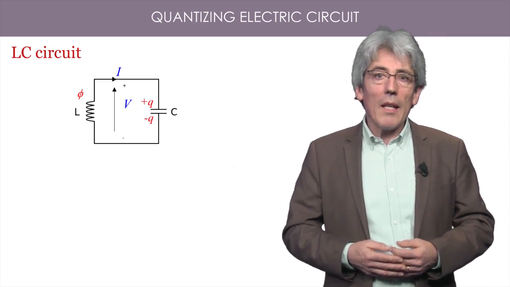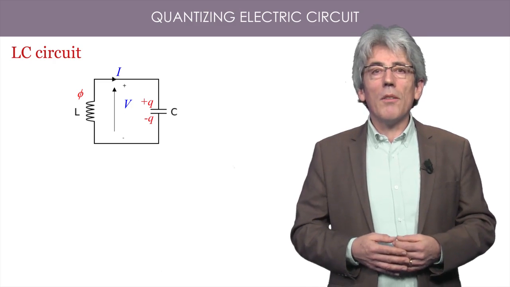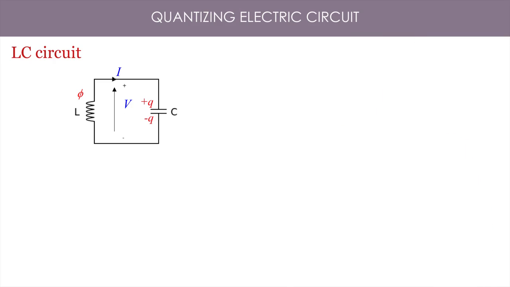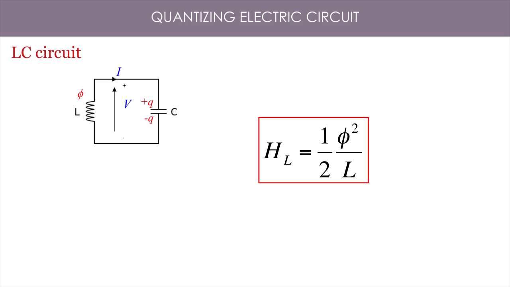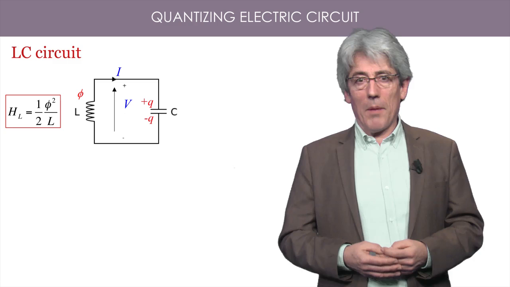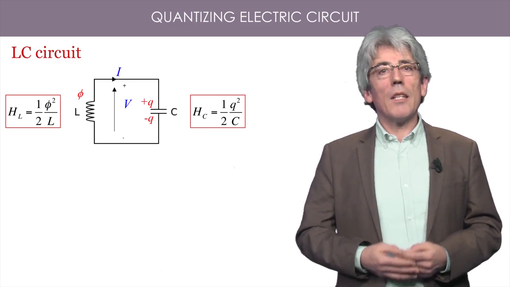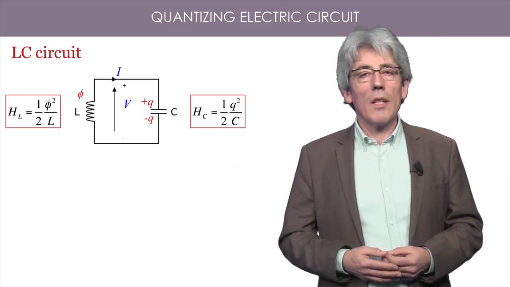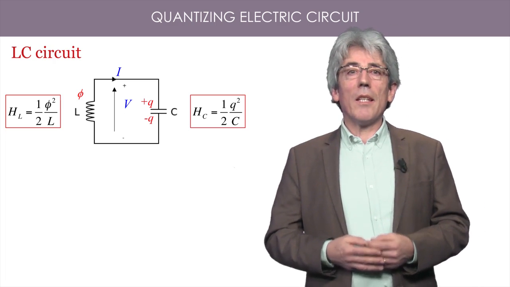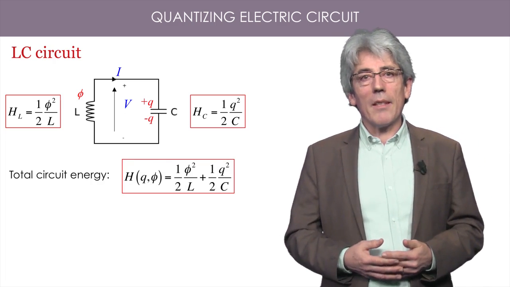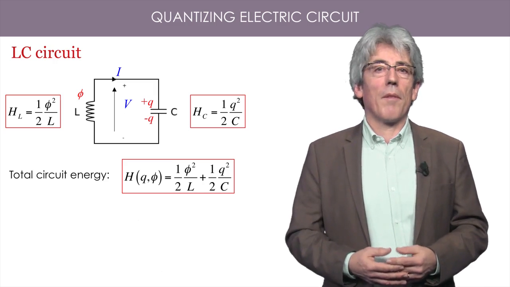Let us now express the total electromagnetic energy stored in the circuit as a function of these two variables. The total energy will be the sum of two terms. The first one, HL, equals 1/2 times phi squared over L. It corresponds to the magnetic energy stored in the inductor. The second term, HC, equals 1/2 times Q squared over C. It corresponds to the electric energy stored in the capacitor. Let us finally denote by H of Q and phi the total electromagnetic energy of the circuit expressed as a function of the variables Q and phi.